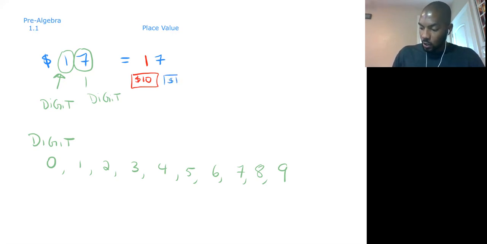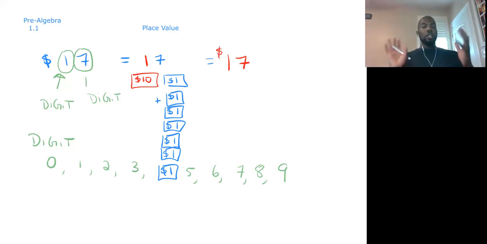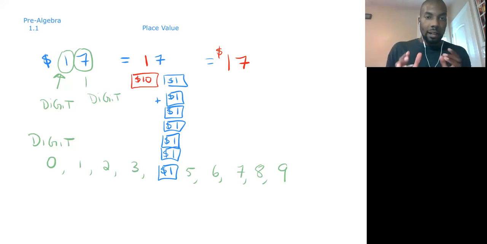So here's 1, 2, 3, 4, 5, 6, 7. If you add these two up together, you will get 17. 10 plus 7 ones is a total of $17. You can do that with any number in imagination.